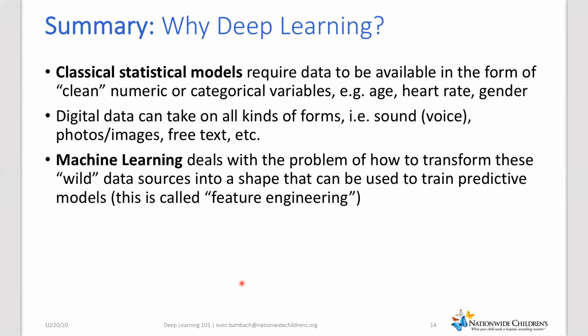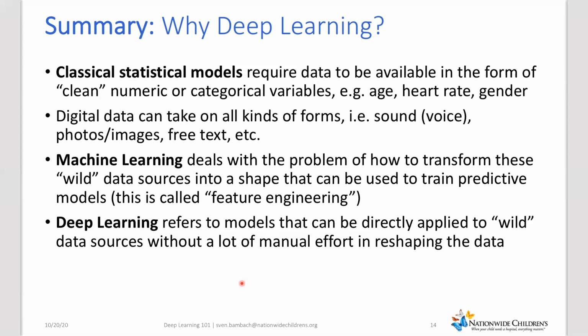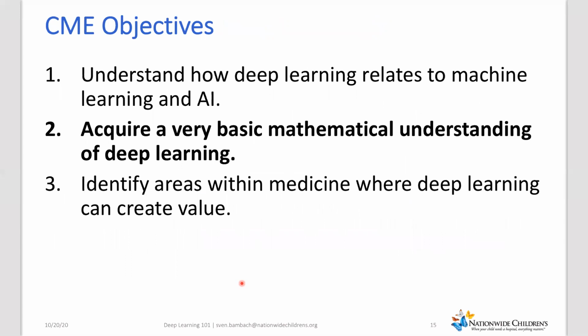So machine learning then deals with the problem of how to transform these wild data sources into a shape that can be used to train predictive models. That's called feature engineering. And deep learning refers to machine learning models that can be directly applied to these wild data sources without a lot of manual effort in reshaping the data. All right. That's the first part of the lecture.